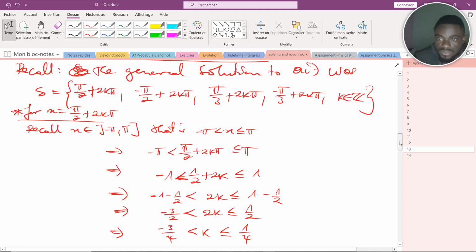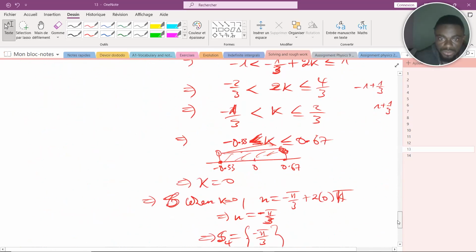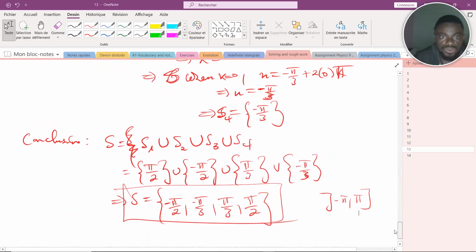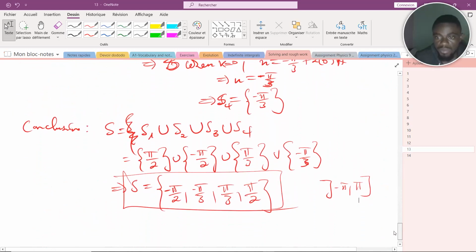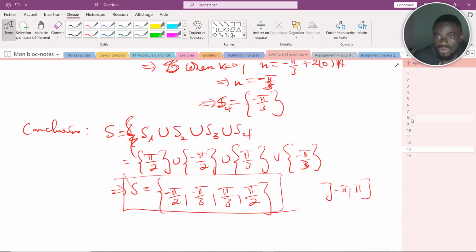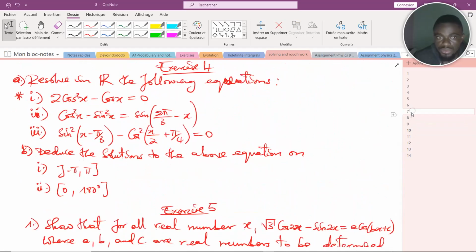So that's the general solution for that equation on the interval minus pi to pi. You are going to do the B sub 2 of this one. You're going to deduce the solution on the interval 0 to 180 degrees. You understand? So you are going to deduce the solution.